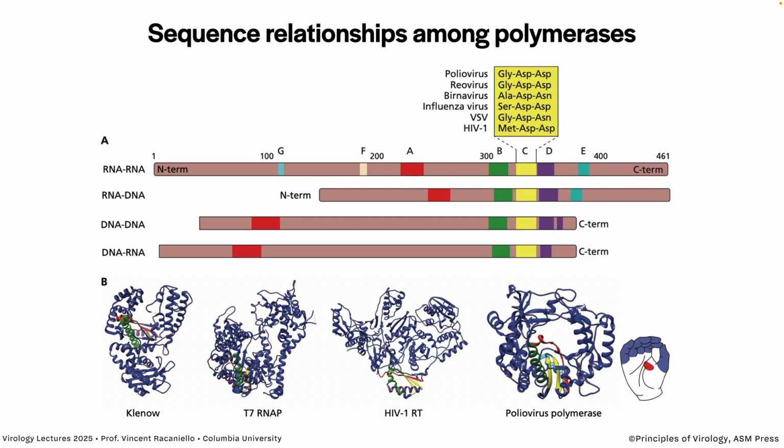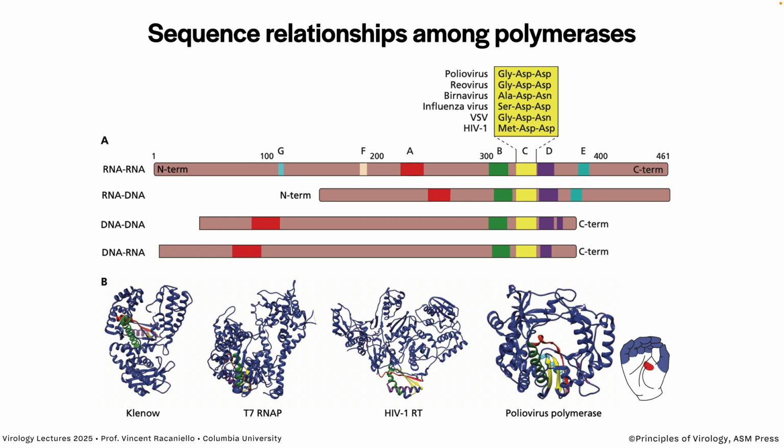So we now have structures of all the polymerases. There are 4 different kinds of polymerase, as you can see here. We have the Klenow fragment, a DNA-dependent DNA polymerase from bacteria. T7 RNA polymerase is a DNA-dependent RNA polymerase, makes transcripts from DNA. Reverse transcriptase takes RNA and makes a DNA copy, and then RNA polymerase, RNA-dependent RNA polymerase in the form of the poliovirus polymerase is shown there. So that's it.